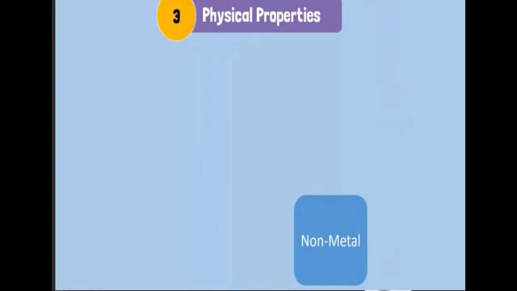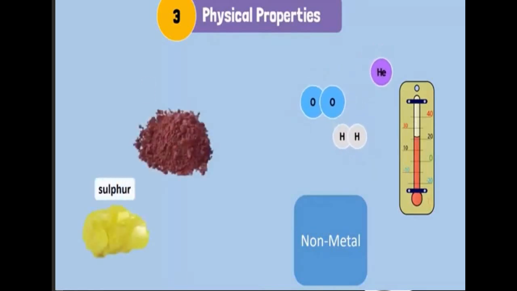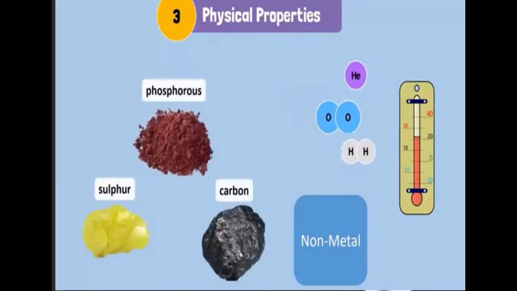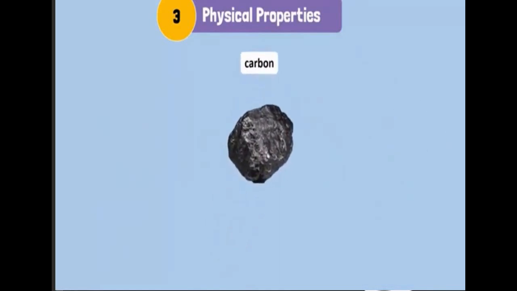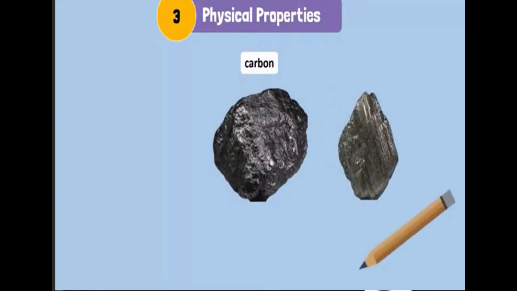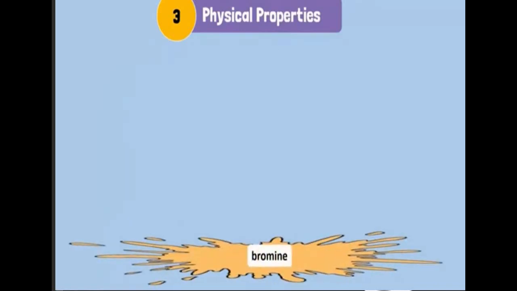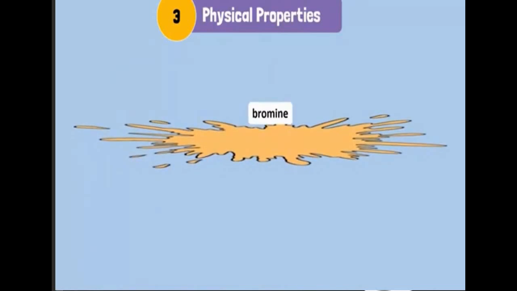Also because most non-metals are gases at room temperature, like helium, hydrogen, oxygen. Few non-metals are solids, like sulfur, phosphorus and carbon. Carbon is an interesting element as it comes in many forms. It can appear as graphite, like the stuff inside your pencil, or diamonds, the stuff that people use as jewelry. Oh, look out! Who filled the balloon with bromine? Bromine is the only non-metal which is liquid at room temperature.